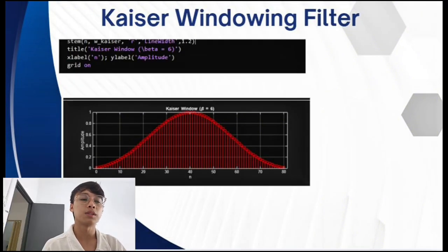So here is our Kaiser windowing filter. This is the code to get the output of the Kaiser window, with beta equal to 6. We can see stem, omega and w Kaiser with a red line, which is r, line width 1.2. Title is Kaiser window beta 6, and x label is n, meanwhile y label is amplitude, and there is a grid on.